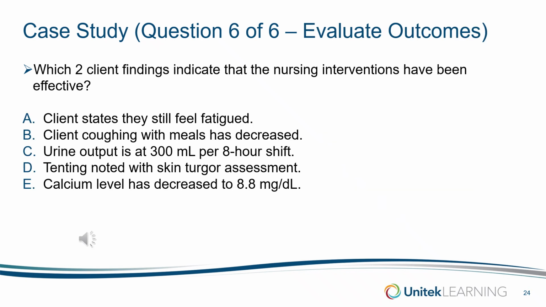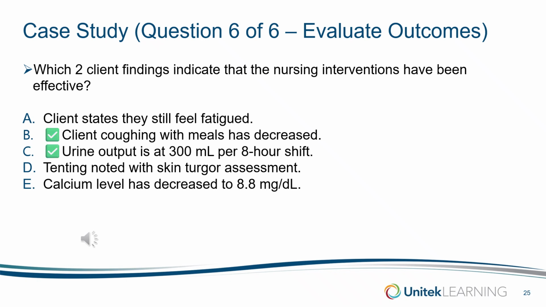Our last step of the clinical judgment measurement model is to evaluate outcomes. In this particular scenario question, we are to identify which two client findings indicate that the nursing interventions have been effective. This is what we call a select-in response. It is similar to a SATA, except it tells you exactly how many answer options you are to select. Let's walk through our answer options. Let's start with the correct answers.